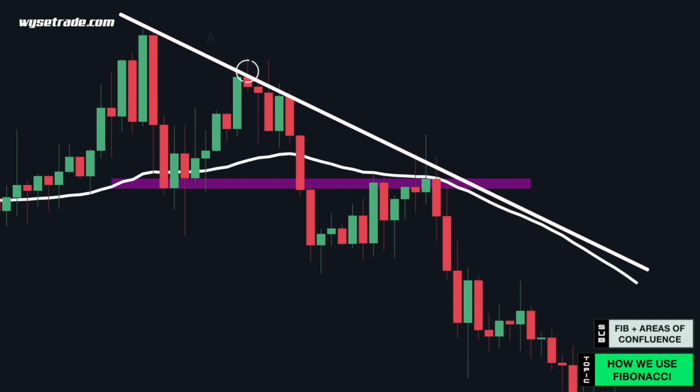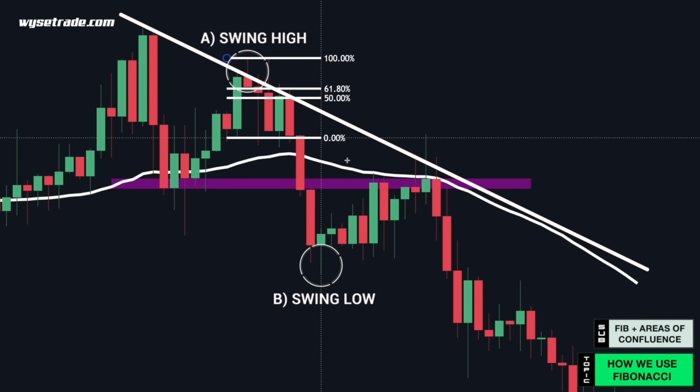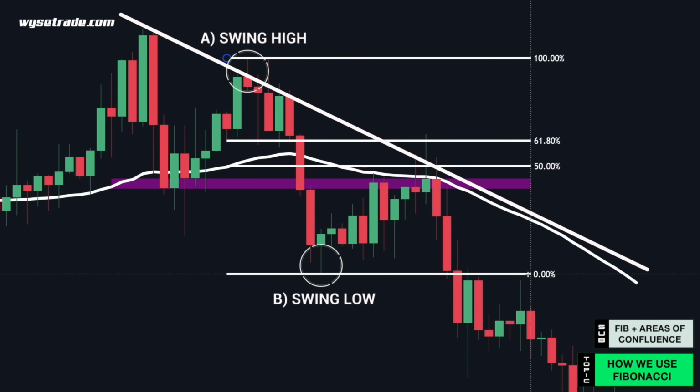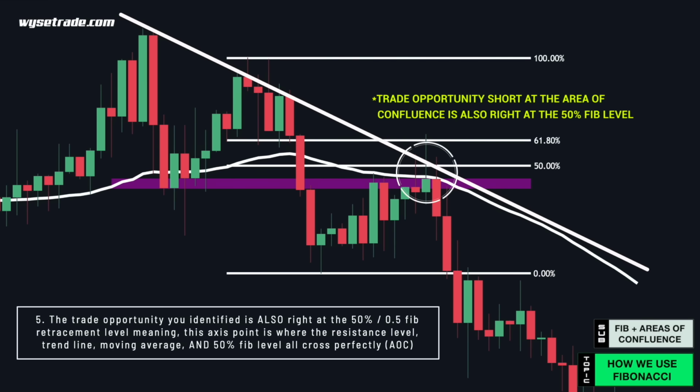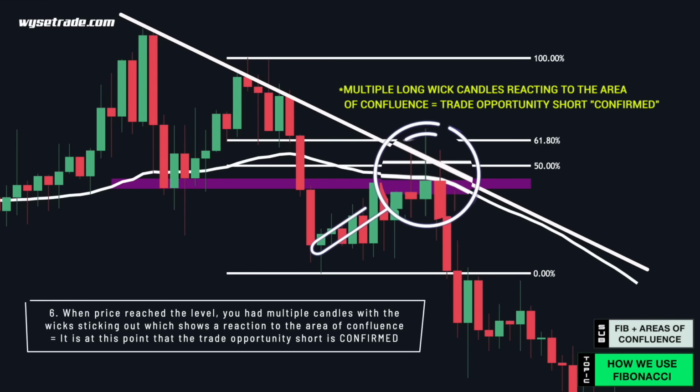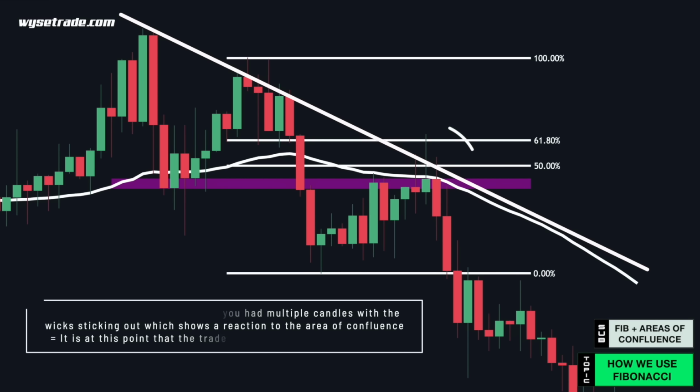So to increase the quality of the trade, we grab the Fib tool, click at the swing high here, drag it down to the recent swing low, and look at that. The trade opportunity you identified at the area of confluence is also at the 50% Fib retracement level. So when price reached the level, you had multiple long wick candles sticking out and failing to break through, which shows a reaction to the area of confluence and confirms the trade opportunity short.